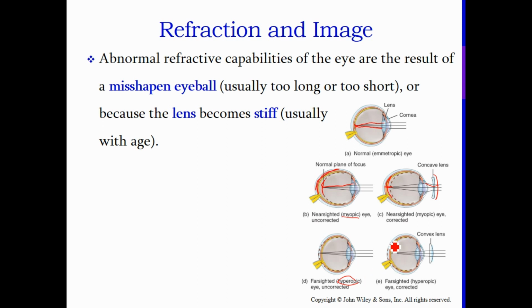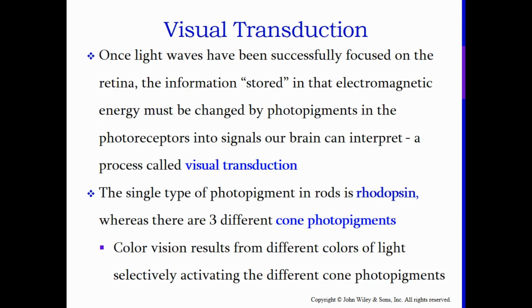Their eyeball is shorter, and the retina should be back here, but it's way up here. And the light then, it doesn't get a chance to focus before it hits the retina. And it's trying to focus it behind the retina, and it just doesn't work because it hits the retina first. So they get a convex lens that bends the light enough to get it to focus on that closer retina.